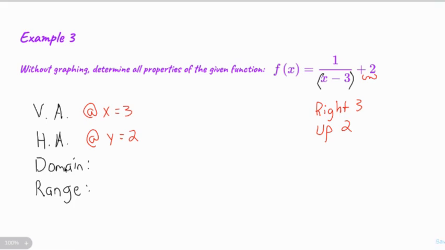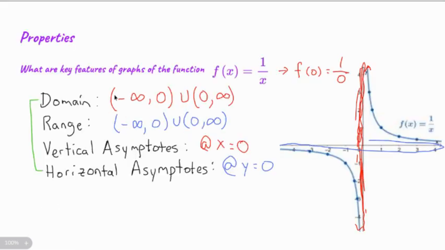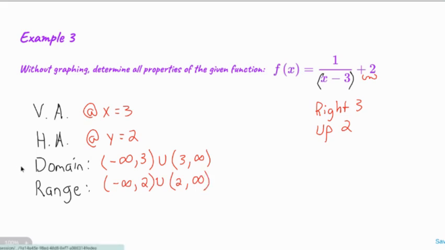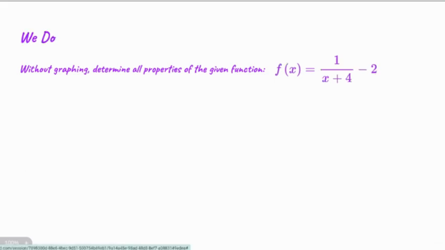And now this especially makes domain and range a little bit easier, because the endpoints of these intervals, I use that term loosely, endpoints, was where the vertical asymptote or the horizontal asymptote begins. So now, since the domain ends at 3, our domain will go from negative infinity to 3, and then 3 to infinity. And likewise, our range will go from negative infinity to 2, and then 2 to infinity. Go ahead and give this next one a chance.